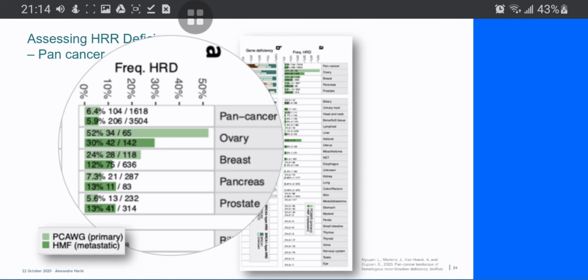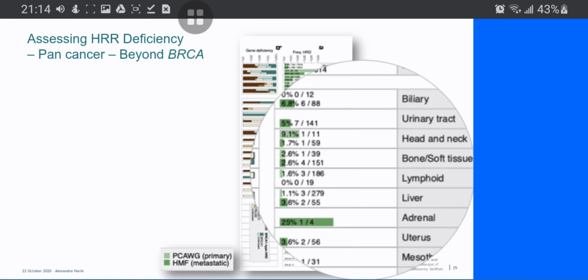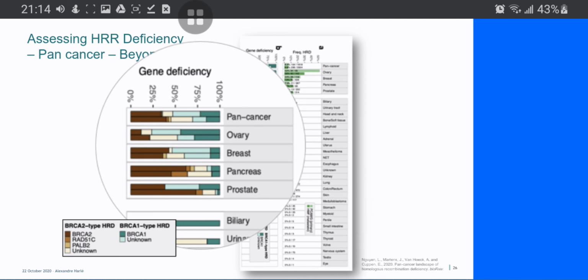If you consider other cancers like head and neck, bone, soft tissue, or liver, HRD is not that frequent either. And finally, as for the explanations we can have for this HR deficiency, most of the time BRCA1 and BRCA2 are the identified reasons, but also RAD51C and PALB2.